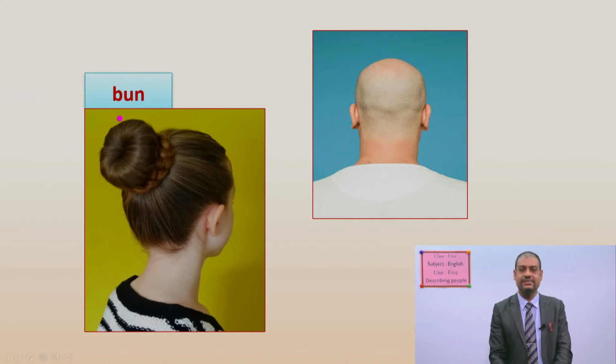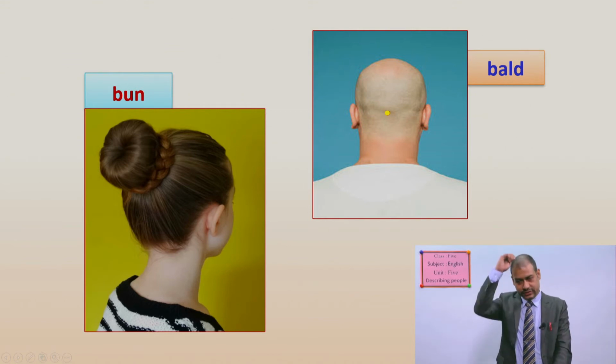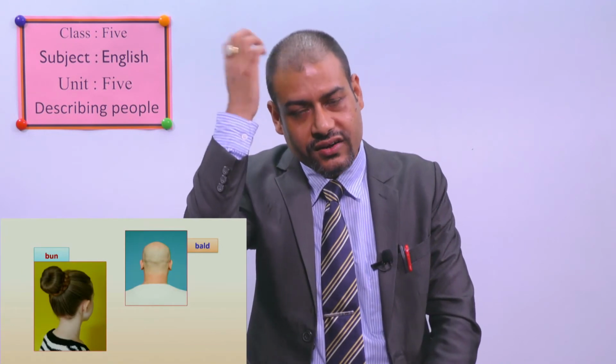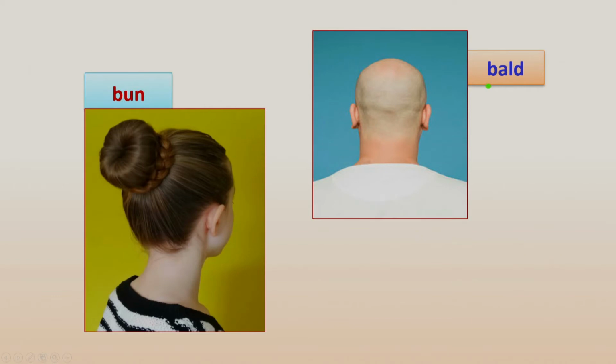This type of hairstyle is bun hairstyle, okay? This part, bun hair. And I think you can tell this one. This is, let's say, bald head, okay? Bald, no hair. Sometimes we shave our hair and sometimes naturally there won't be hair on our head. So you have to describe it as bald head. All right.